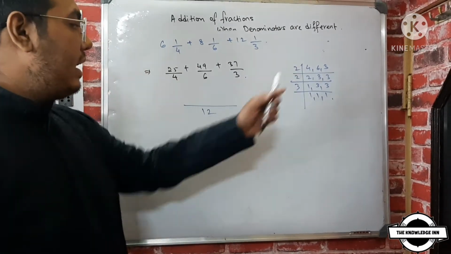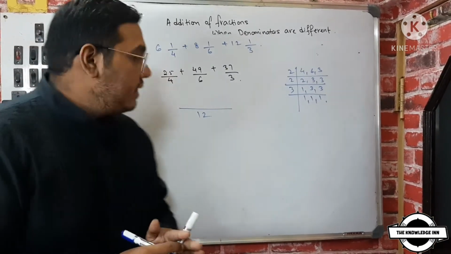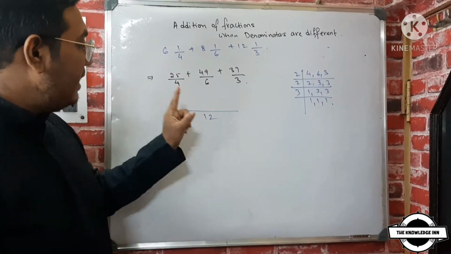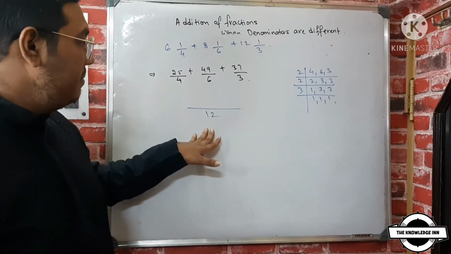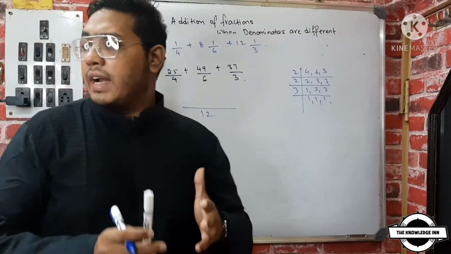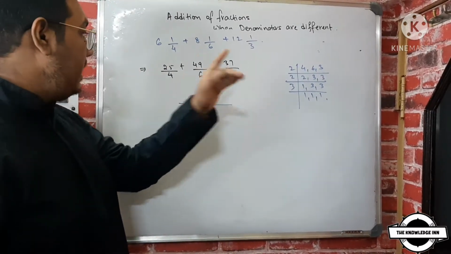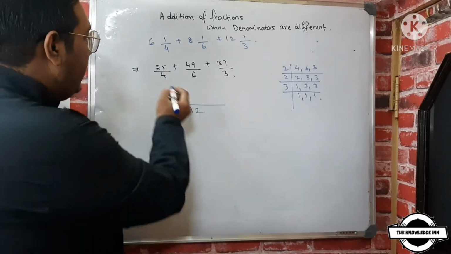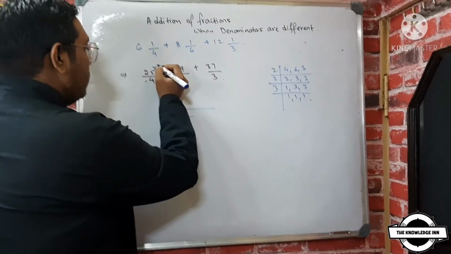Now, what if you get an LCM which cannot be divided by these three denominators? The rule says that the denominators should exactly divide the LCM. If by chance you get an LCM and when you divide the denominators you get a remainder, then in this type of case your LCM is wrong. So in the 4 times table, 12 comes how many times? 3 times. So this becomes into 3.